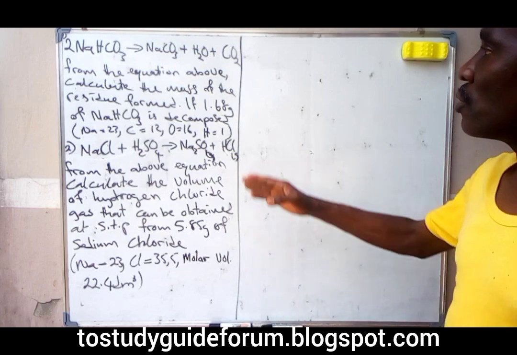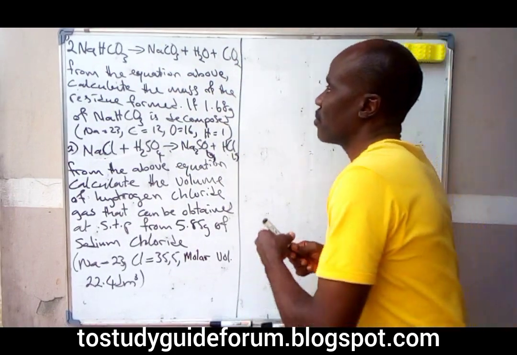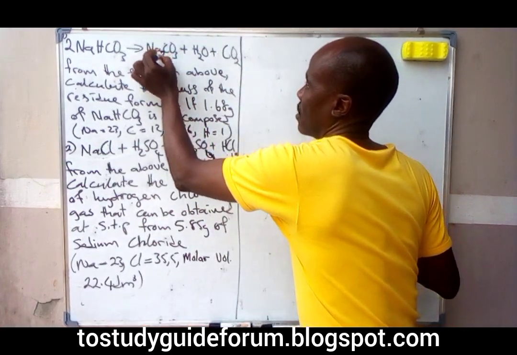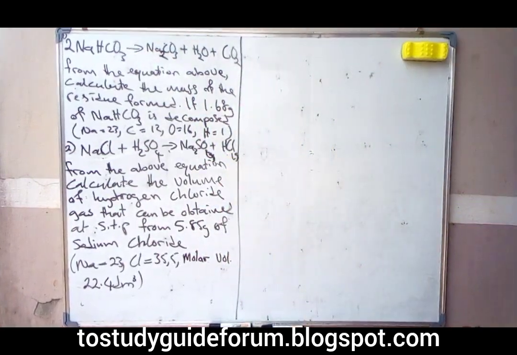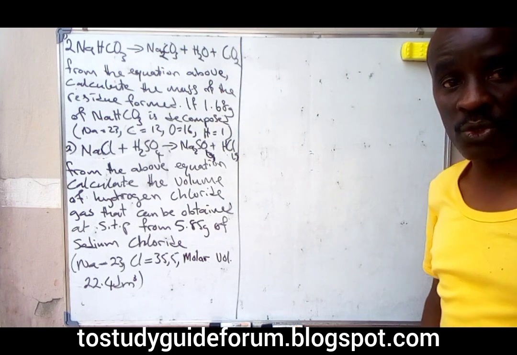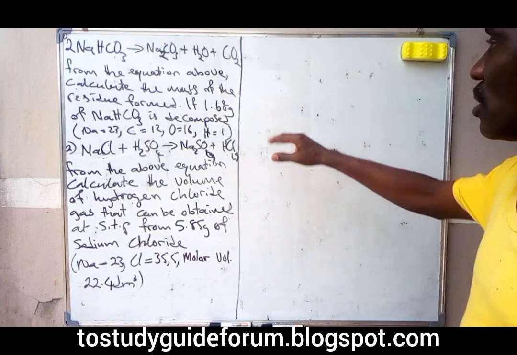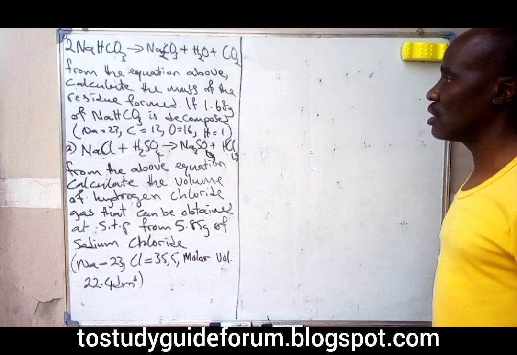Now, this question circles around stoichiometry. When you look at every chemical equation, there is always a relationship there that will help you to understand. That relationship is the stoichiometric relationship of the reaction. Now, let's quickly rush through these questions.